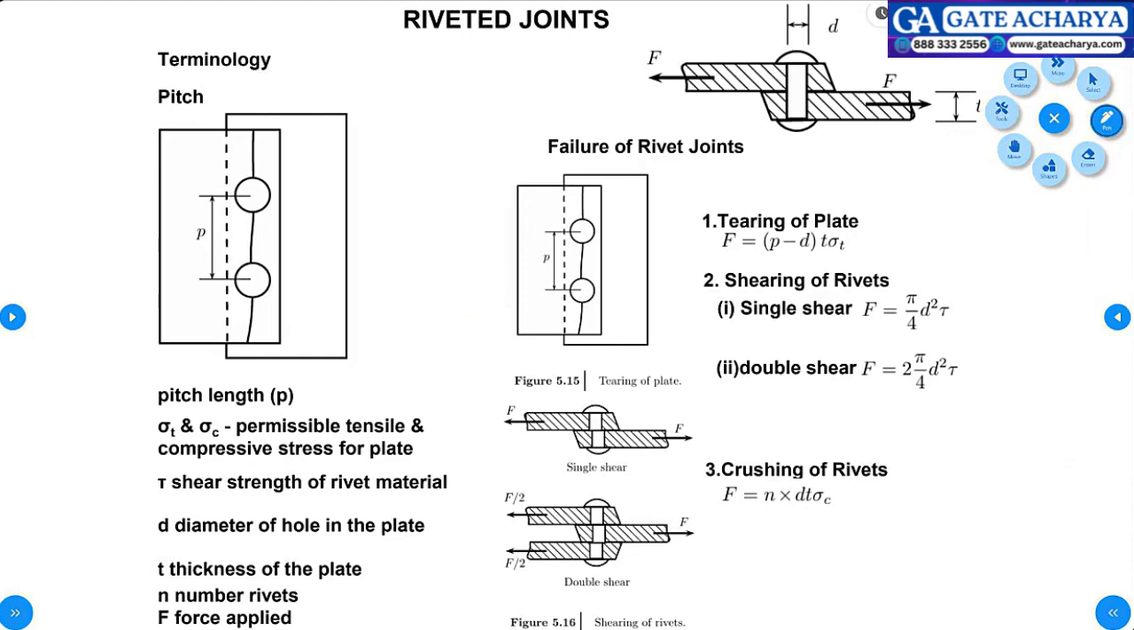So rivet remains safe, but what has happened? The plate has got torn off. That is called crushing of plate or tearing of plate. So the first failure is tearing of plate.